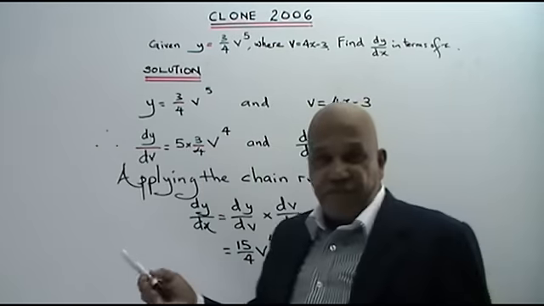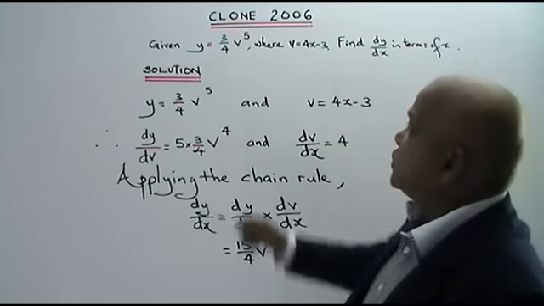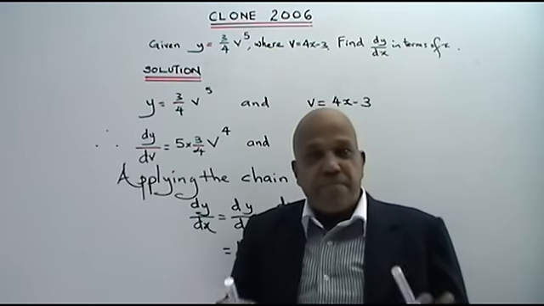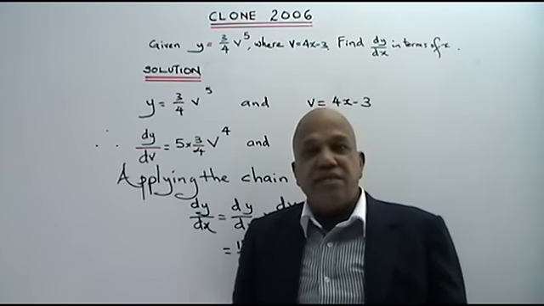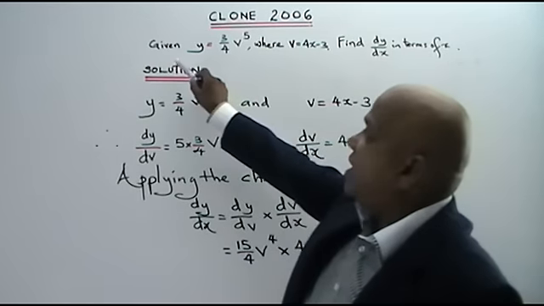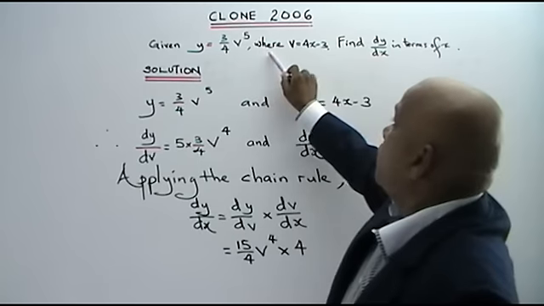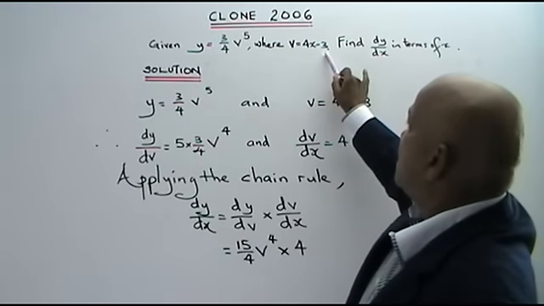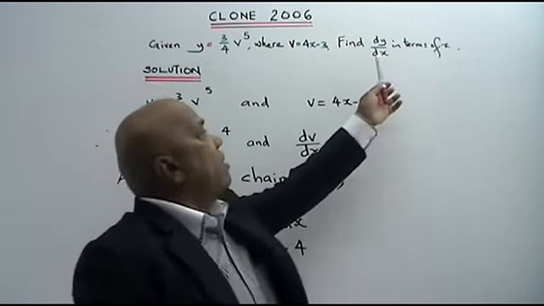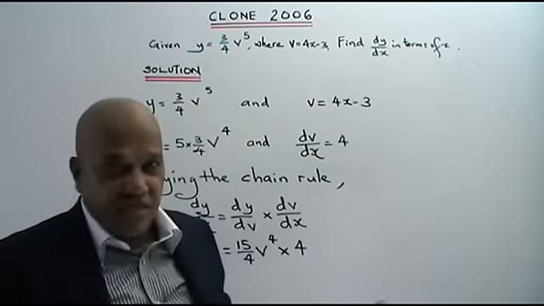Here I have for you a clone question based on the year 2006 SPM Paper 1 Additional Mathematics. You are given y equals 3 over (4v) to the power of 5, where v equals 4x minus 3, and you are asked to find dy/dx in terms of x.